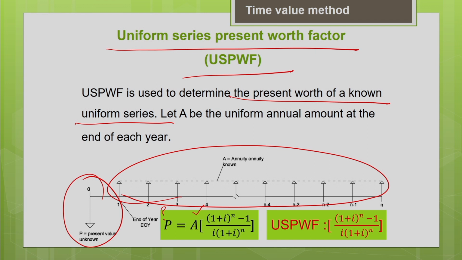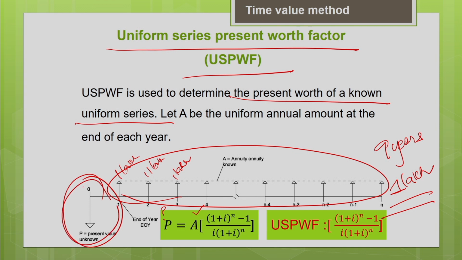Say, for example, my plan is for 9 years, and at the end of every year I need 1 lakh as a rate of return from the bank. So how much amount should I deposit now in the bank so that I can get a return of 1 lakh at the end of every year over the period of 9 years? So how much should I invest now? That is what I am calculating from here.